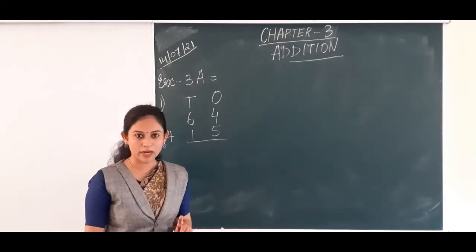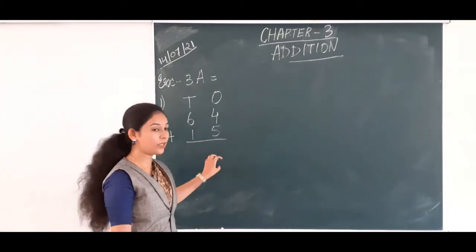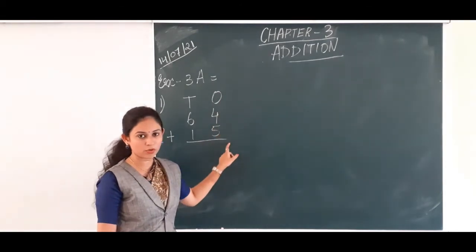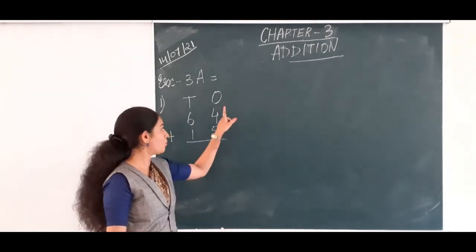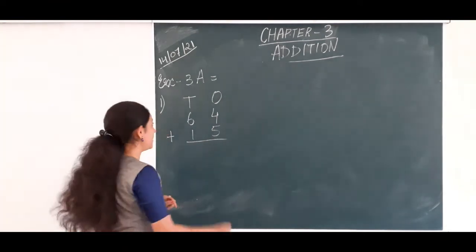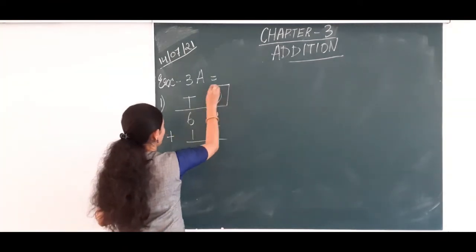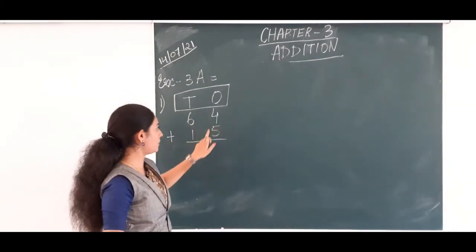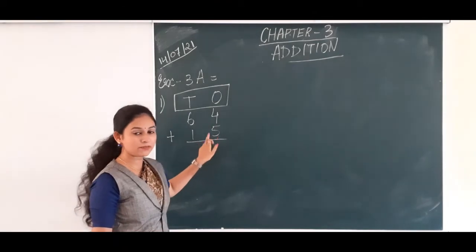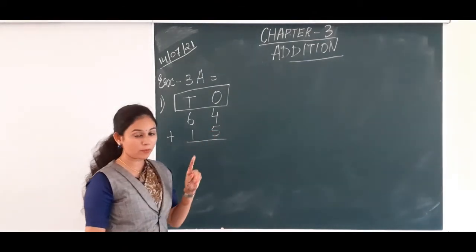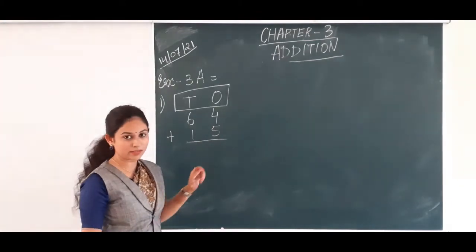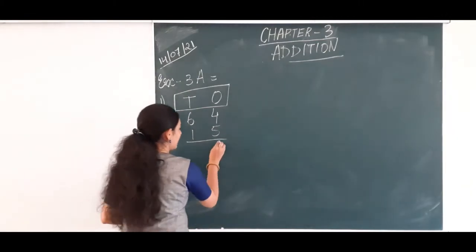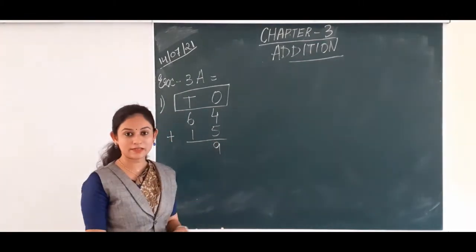Always remember one thing: whenever we are doing the sum, we always start with the ones column. On your ones side, 4 plus 5, or 5 plus 4. In the order property we can add in any manner, and the sum remains the same. So 4 plus 5 is 9.